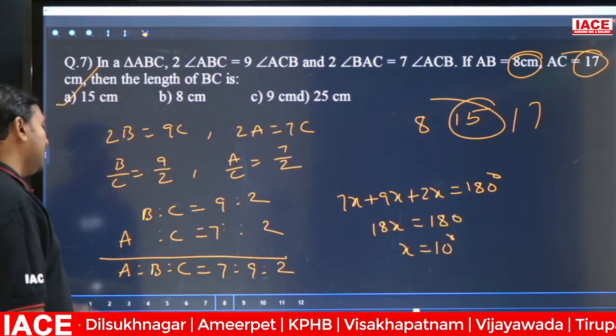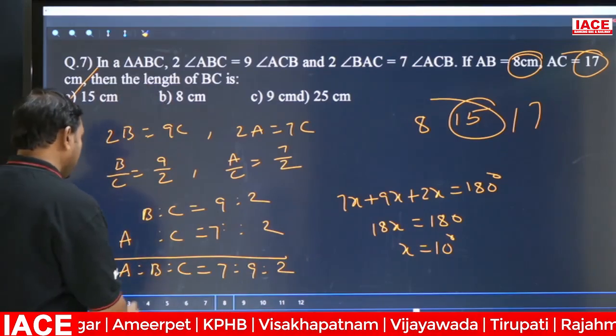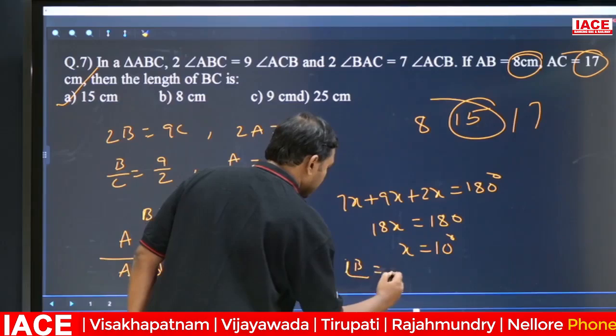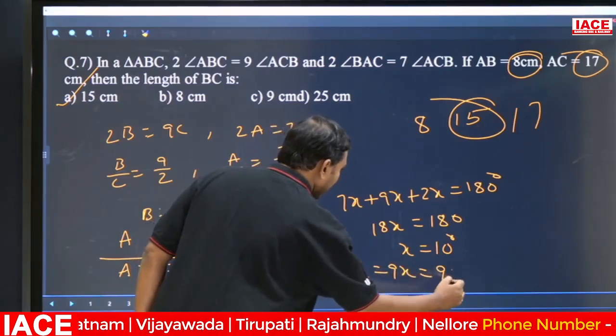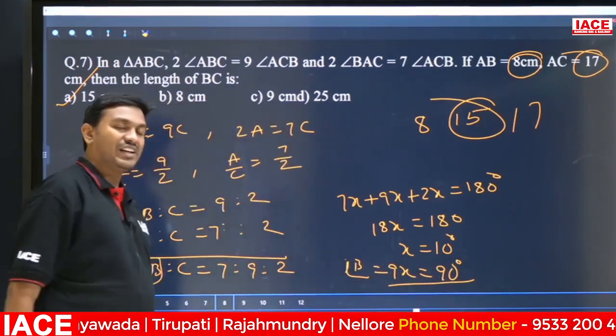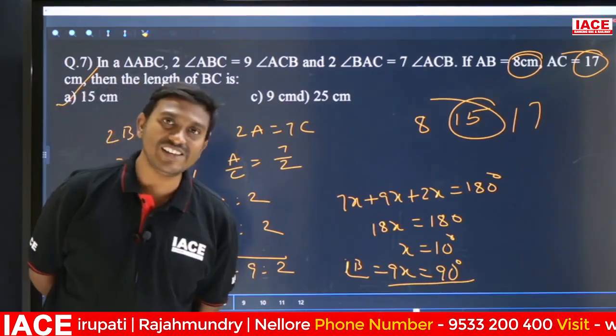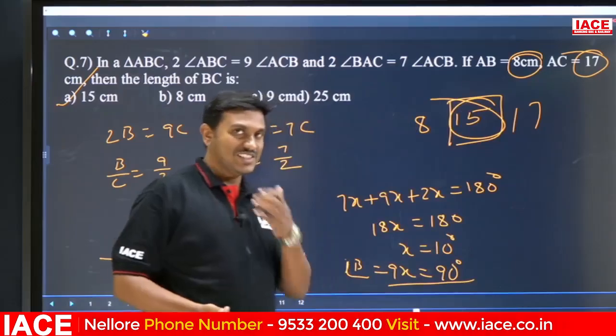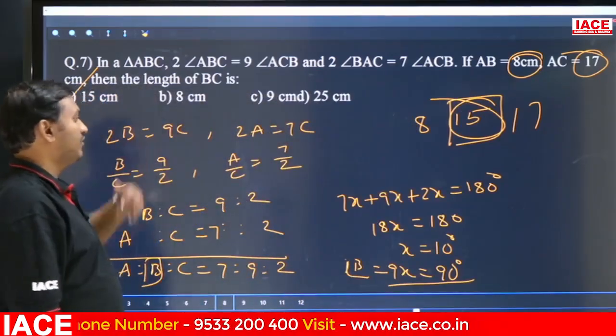X equal to 10 degrees means what is B? Angle B is 9x, which is 90 degrees. That means we are getting a right angle triangle or not? Yes, a right angle triangle. Right angle triangle means what is the combination? 8, 15, 17. So the answer is how much? 15. So right, 15 marks.